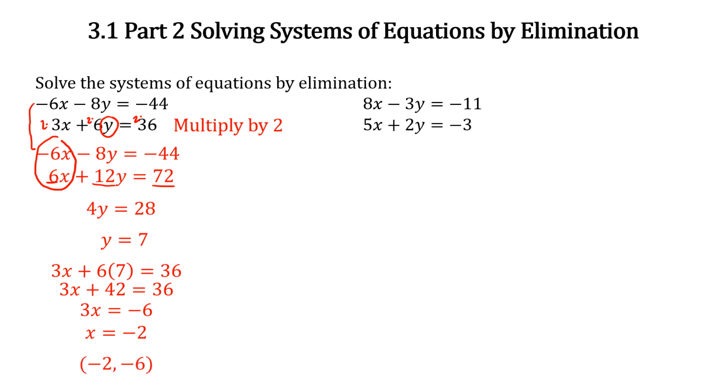So our answers are negative 2, negative 6. Make sure you put those in the right order. You're not always solving for x first and then y. Sometimes we work backwards. Okay, this one's a little trickier, but I'm going to have you try it. Pause it here, work it out, and come back and check your answers.